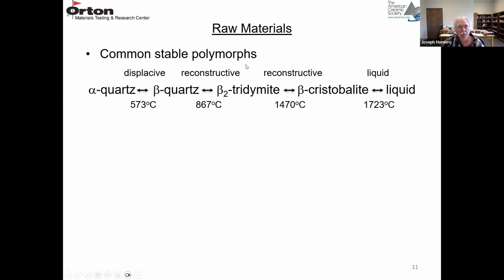So the common stable polymorphs: you go from alpha to beta quartz at 570 degrees C. Quartz to tridymite, the reconstructive transformation, is theoretically 867 degrees C, but the kinetics are quite slow, so it's more like 1200 to 1400 degrees C. Beta 2 tridymite to beta cristobalite at 1470 degrees C is reconstructive. And then eventually, if you reach 1723 degrees C, it melts and you form a liquid.